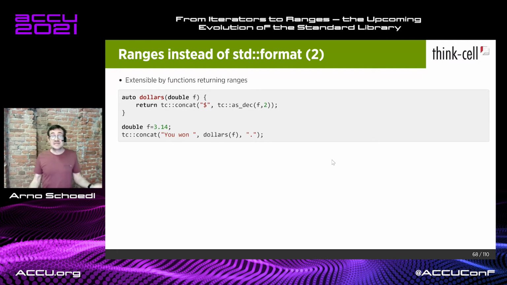So this is also easily extensible. You can say, well, if I'm frequently printing dollars and I want to prefix it with a dollar sign, and then I want to always have 2 decimal digits, you just write a little function that returns that range and that incorporates the double, and then you can use it anywhere in your texts.